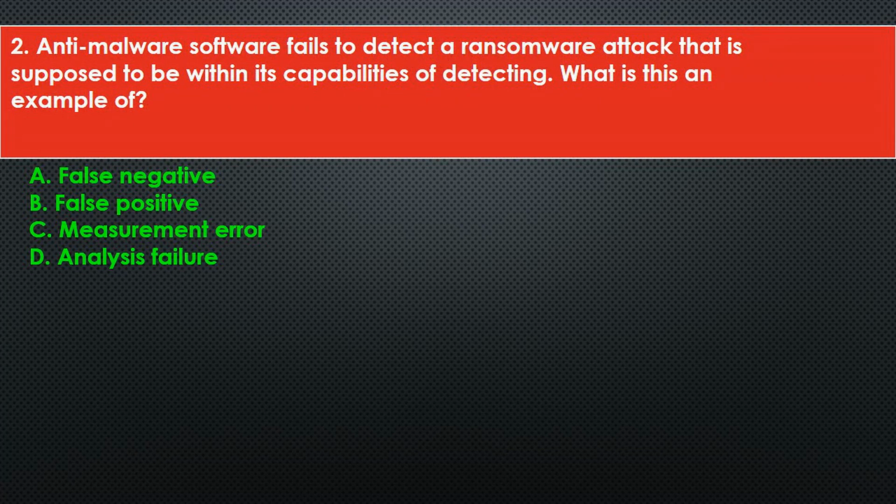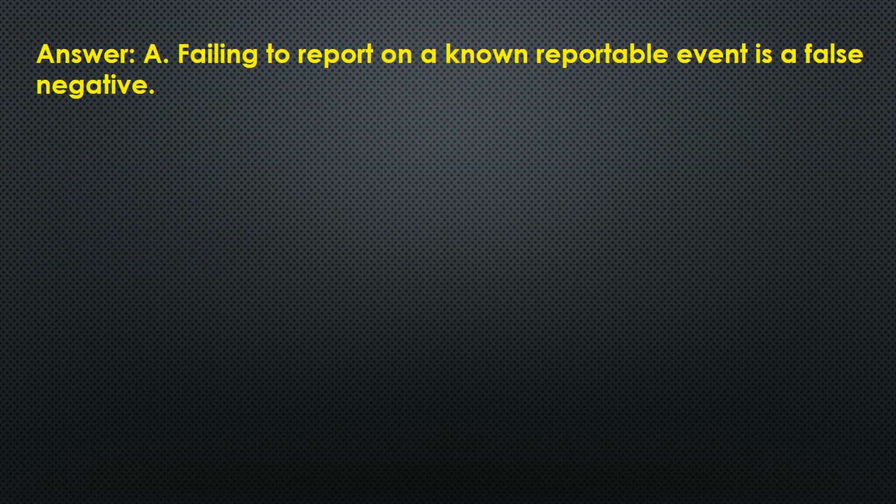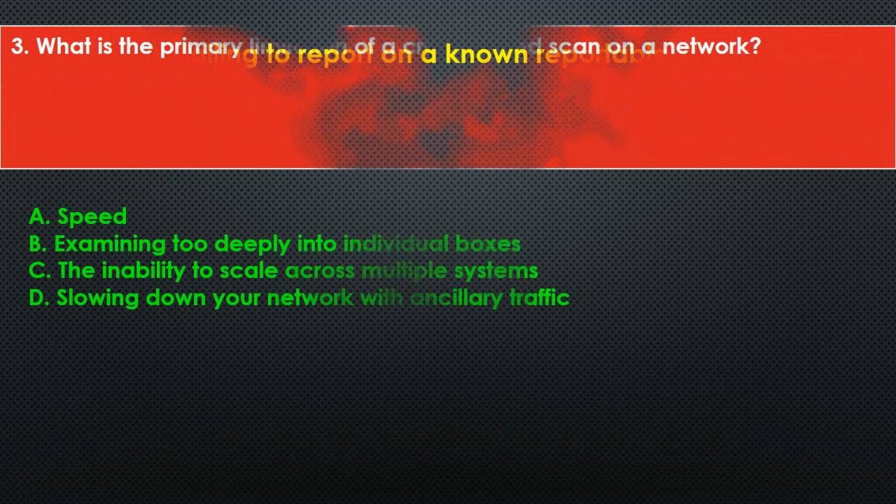2. Anti-malware software fails to detect a ransomware attack that is supposed to be within its capabilities of detecting. What is this an example of? A. False negative, B. False positive, C. Measurement error, D. Analysis failure. Answer, A. Failing to report on a known reportable event is a false negative.